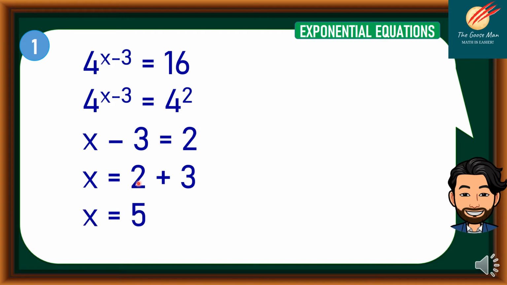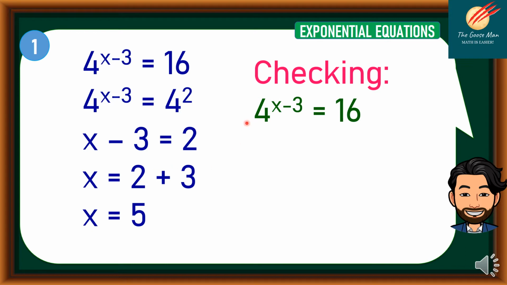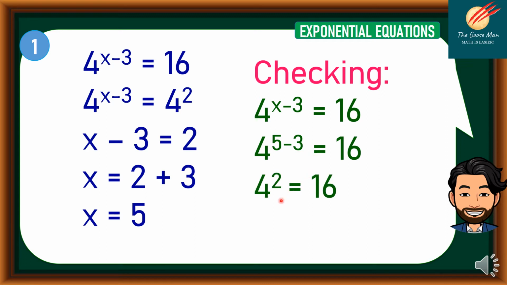Now to verify whether our answer is correct or not, I'll substitute that in the original equation, 4 raised to x minus 3 is equal to 16. Now, I'll substitute 5 minus 3. So this is equal to 4 raised to 5 minus 3. Is it equal to 16? Solving it further, I have 4 raised to 2 is equal to 16. But 4 raised to 2 is equal to 16. So truly, 16 is equal to 16. So therefore, the value of x is equal to 5.